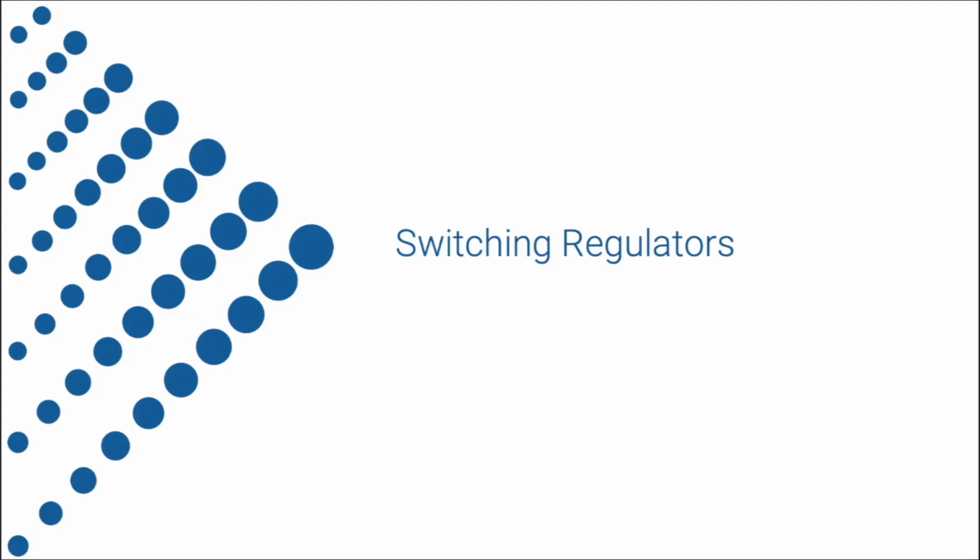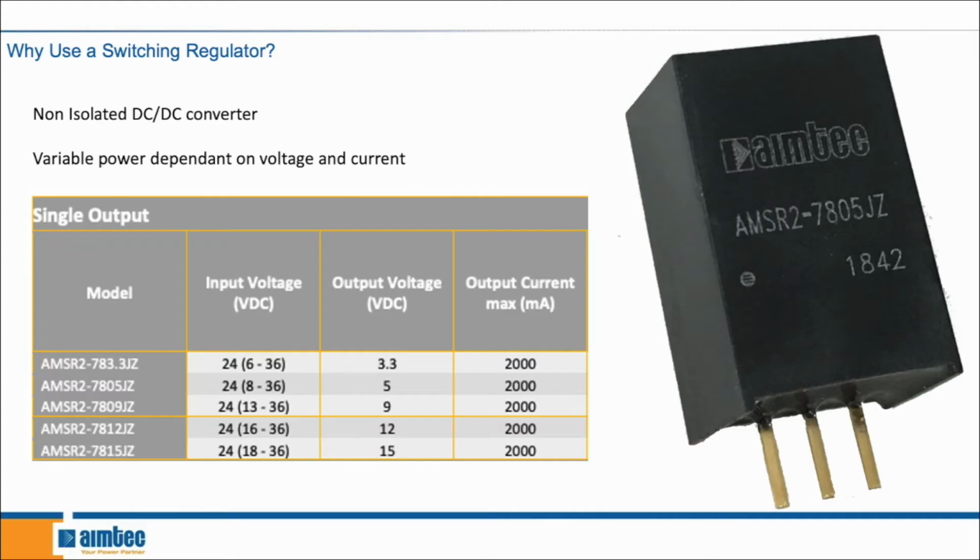Now we're going to be talking about Aimtec switching regulators. So a switching regulator is a type of non-isolated DC-DC converter. And unlike the way that we classify our DC-DC converters all based on power, so if we have a 1 watt DC-DC converter or a 2 watt DC-DC converter, switching regulators actually have variable power depending on the voltage and the current.